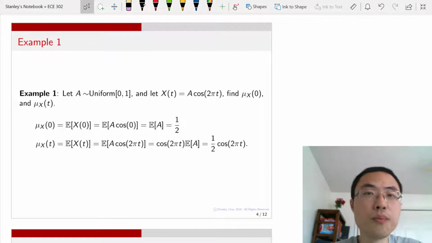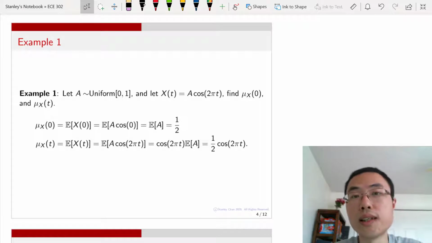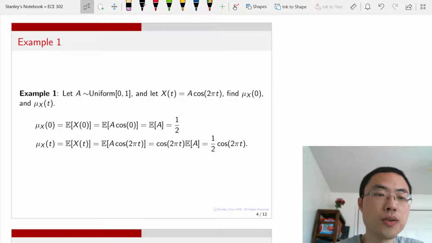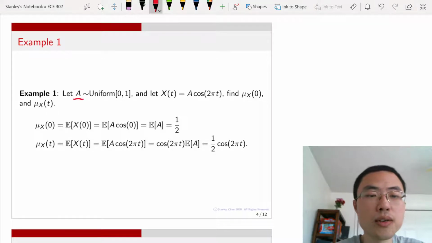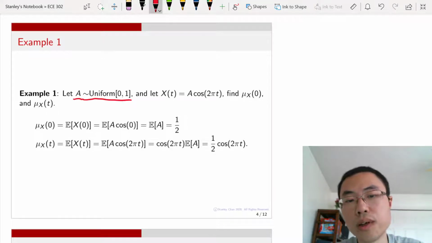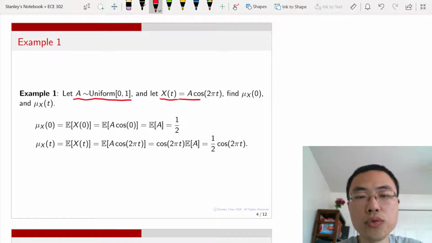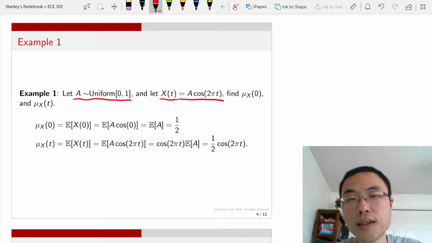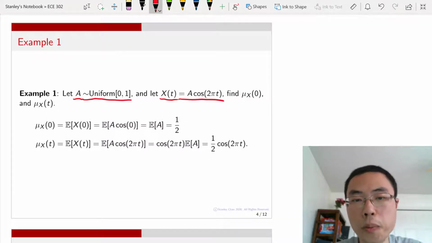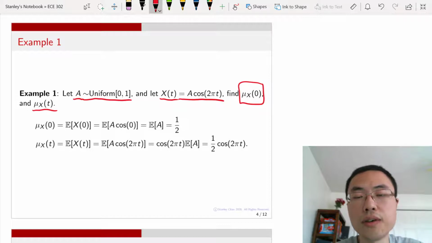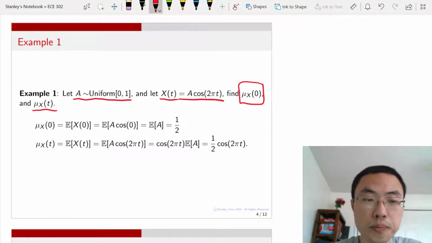Let us look at a few examples to make sure that we get the idea of how to calculate the mean functions. Let's say I have a random variable A distributed uniformly in the range of 0 and 1, and then I define a random process X of t that equals A times cosine 2 pi t. That's an extremely simple example. And then I ask you, can you find this mean function mu of t? I also want to find a particular value of mu at 0.